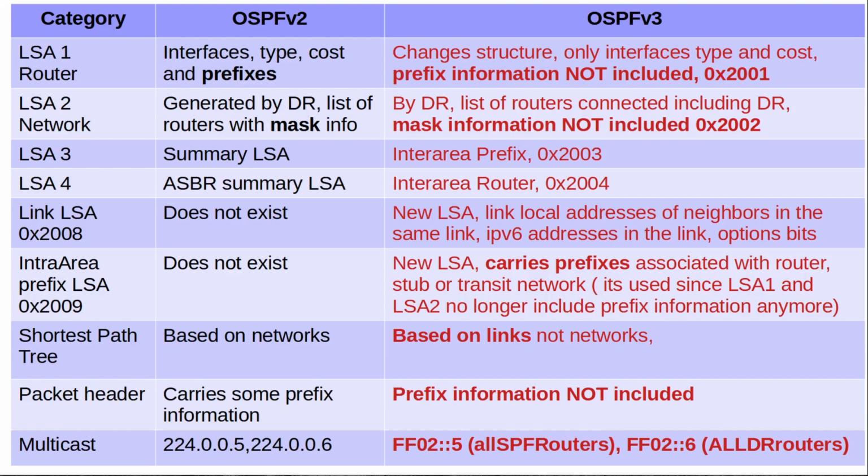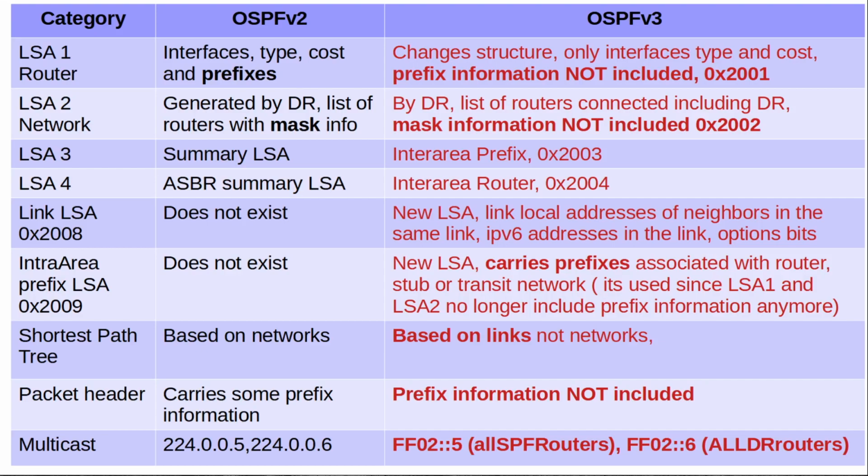There are two new LSAs. Link LSA will carry mainly link local addresses that belong to neighbors within one link. The intra-area prefix LSA, or number 9, will be in charge of carrying prefixes. Remember that since LSA number 1 and LSA number 2 no longer carry prefix information, this intra-area prefix LSA will.